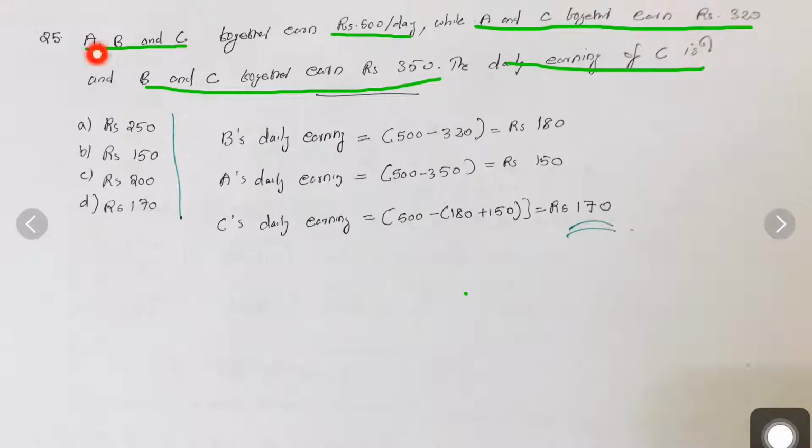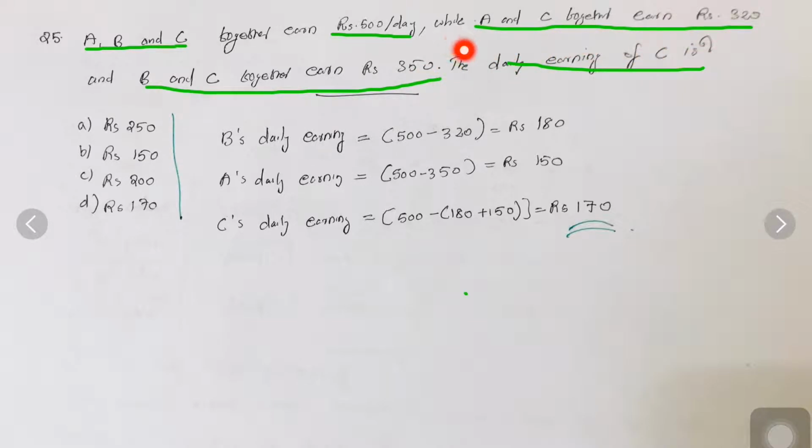In this video, we will be discussing how to find the earning of C. So let's see the question. A, B and C together earn rupees 500 per day, and A and C together earn 320. Out of 500, A and C together, 320 is their earning. B and C together earn rupees 350. We have to find the earning of C.